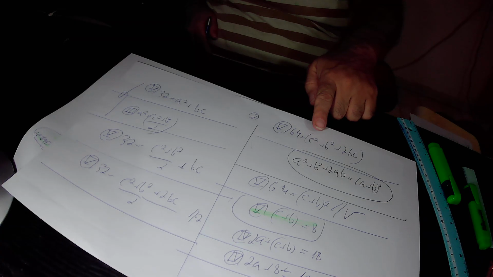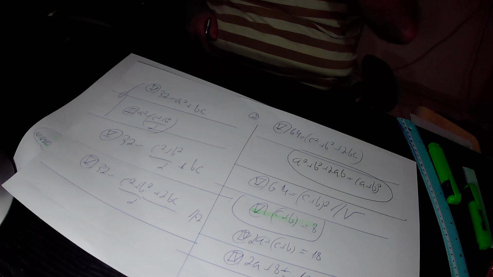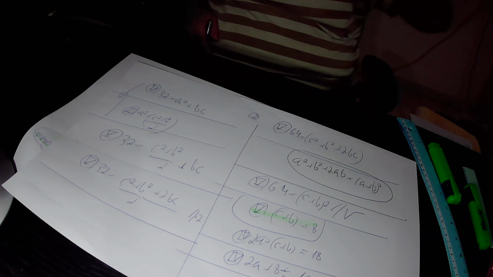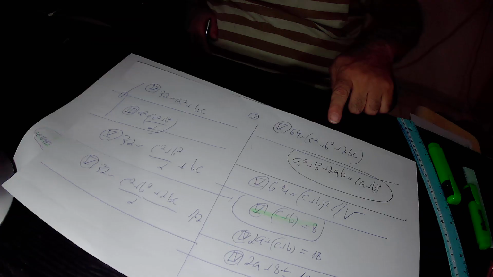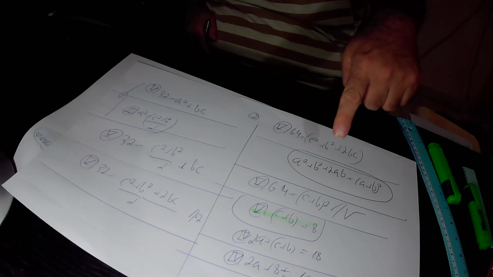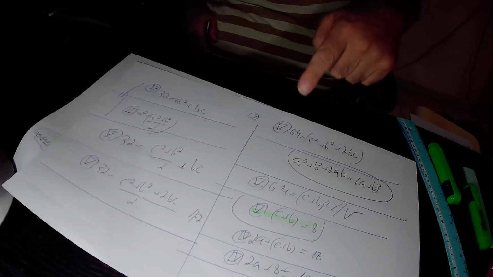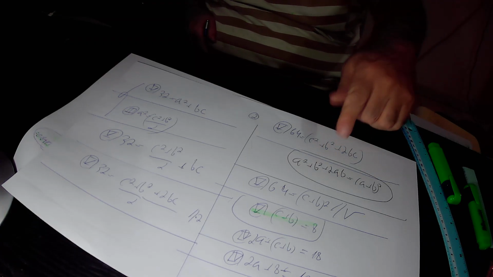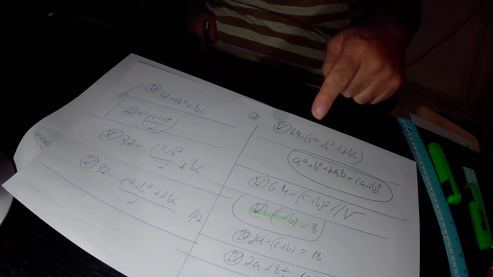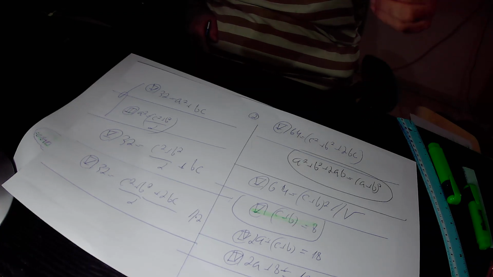It says that a squared plus b squared plus 2 times ab equals a plus b squared. Therefore, according to this algebraic identity, c squared plus b squared plus 2 times bc will be equal to c plus b squared. So 64 equals c plus b squared. Taking the square root, the square root of 64 is 8, and the square root of c plus b squared is c plus b. So in total, according to equation 5, c plus b equals 8.